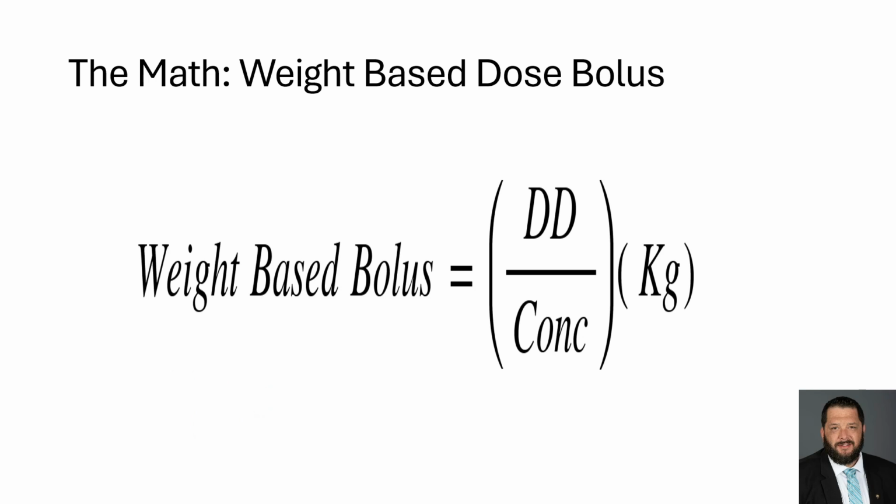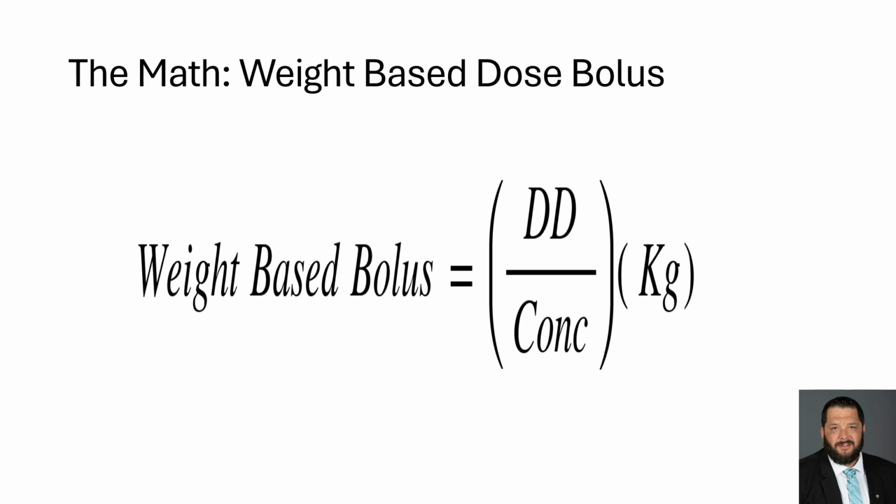Let's look at a weight-based dose, or a weight-based bolus. Weight-based bolus medications take the previous calculation that we did with desired dose over concentration, and we then multiply that by a weight. Let's look at one of these together. Let's say that we're required to give a 1 milligram per kilogram bolus to a patient weighing 25 kilograms.